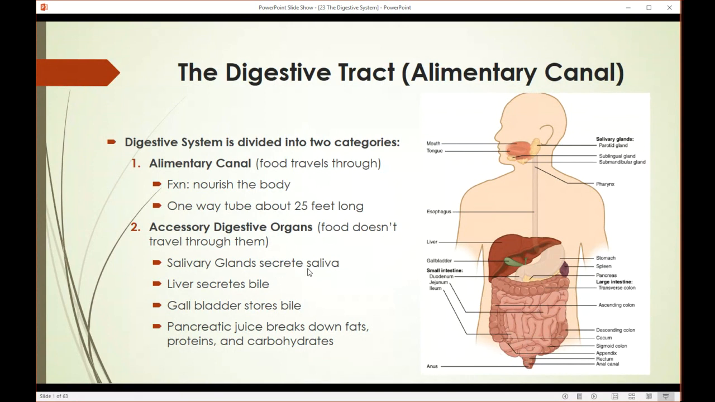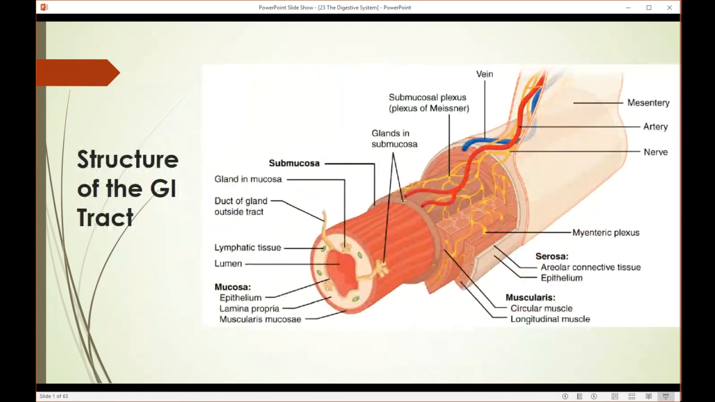So our accessory digestive organs would be like here in the mouth. We have all of these salivary glands, like the parotid glands, the sublingual glands, and the submandibular glands. They're going to secrete saliva to help with digestion. Our liver here is going to secrete bile. That bile then gets stored in the gallbladder for later use. And then we have our pancreas, which is this yellow part, and it's sort of tucked behind that large intestine. And it's going to break down the fats, the proteins, and the carbohydrates.